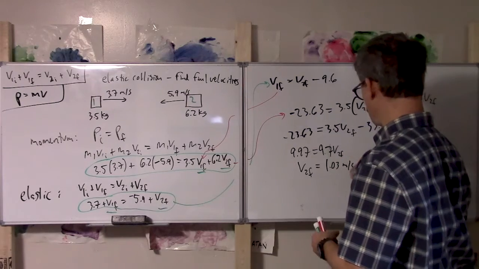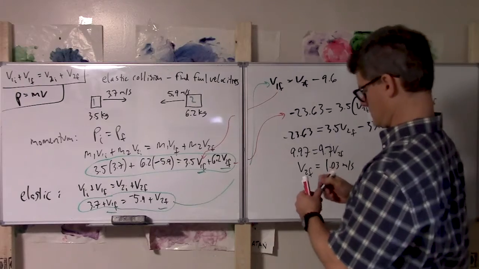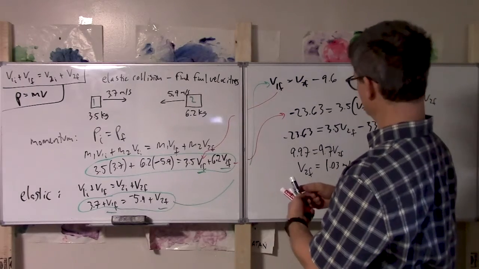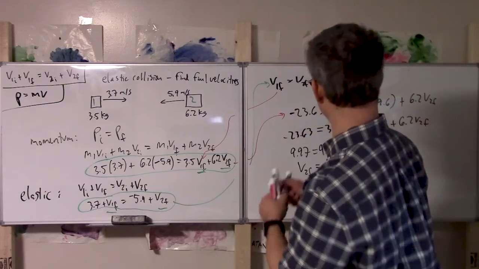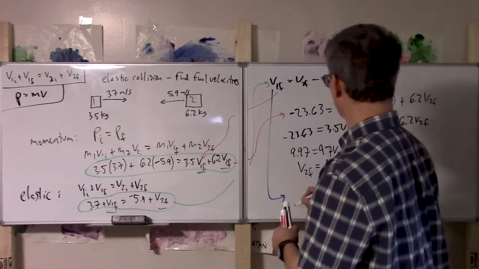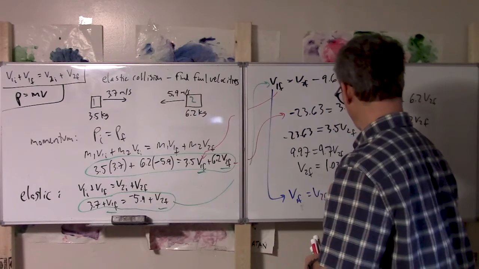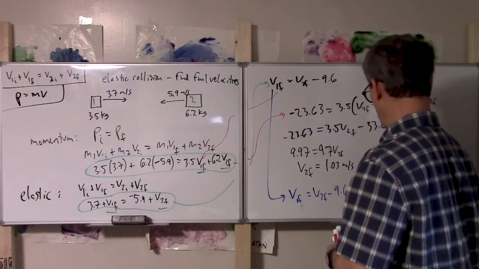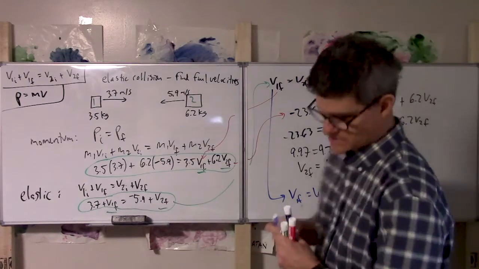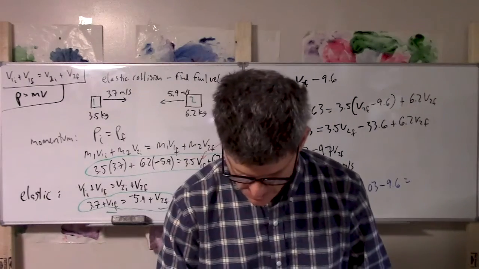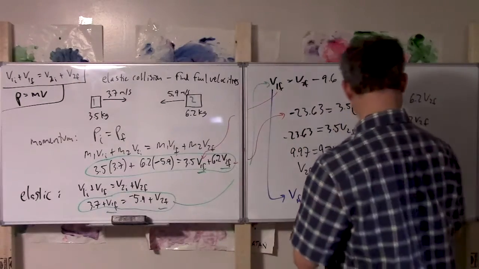1.03 meters per second. And now to get v1 final, we're going to plug it back into here. v1 final equals v2 final minus 9.6, which is 1.03 minus 9.6. So basically, that's negative 8.57.